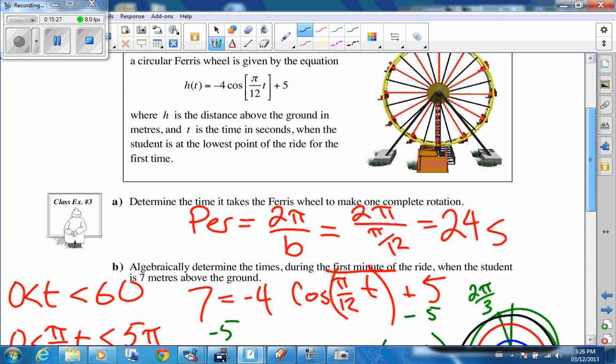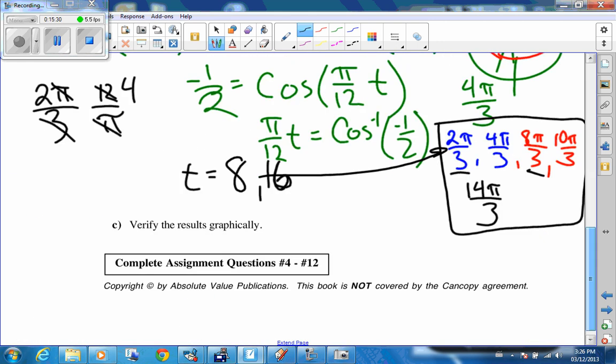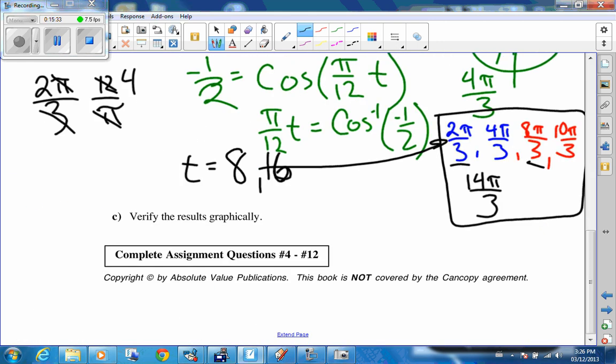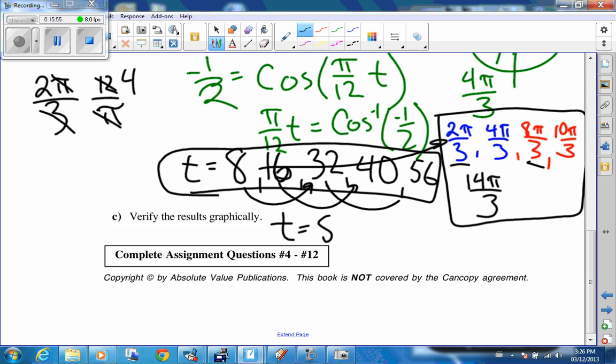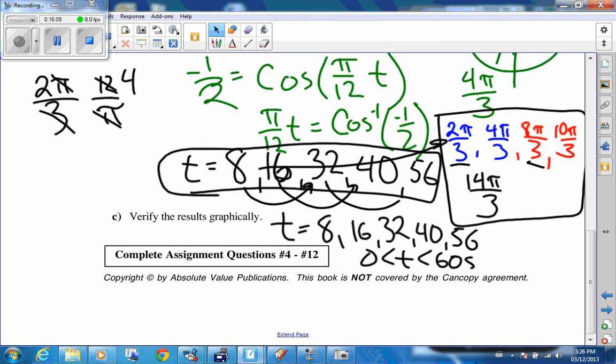And then because my period is 24 seconds, I can just add 24 to this thing. So plus 24 is going to make this 32. Plus 24 is going to make this one 40. Plus 24 is going to be 56. And those are all of my 5 solutions inside of 1 minute. So my t equals 8, 16, 32, 40, and 56. And my next one would be 64, but I only want my times between 0 and 60 seconds. Whew.